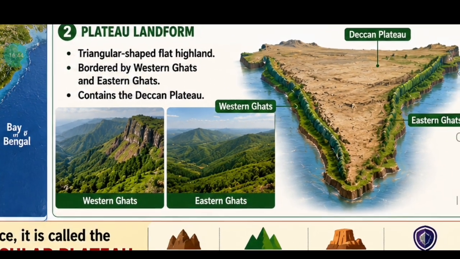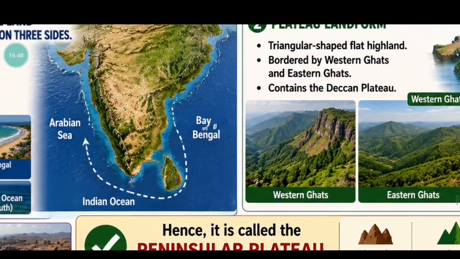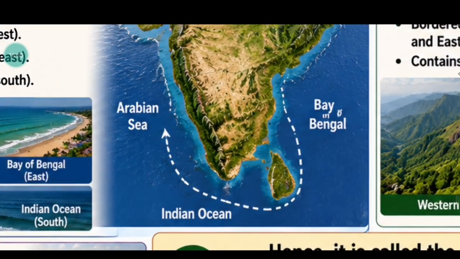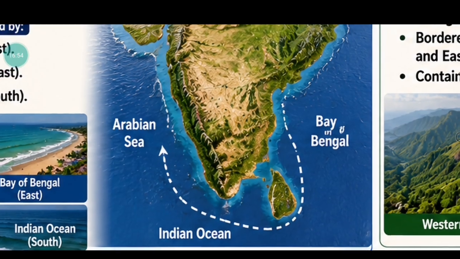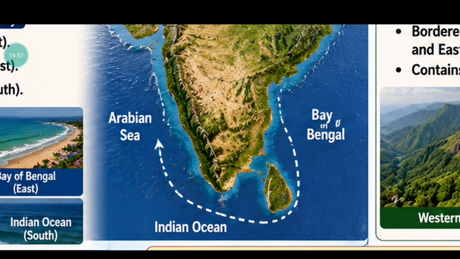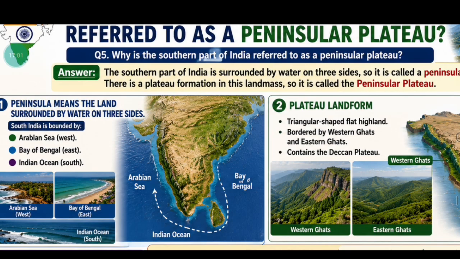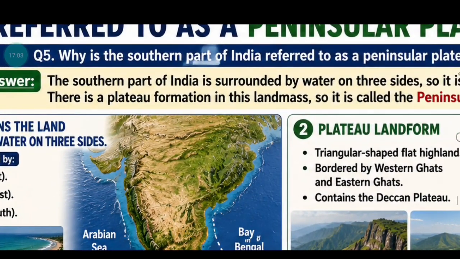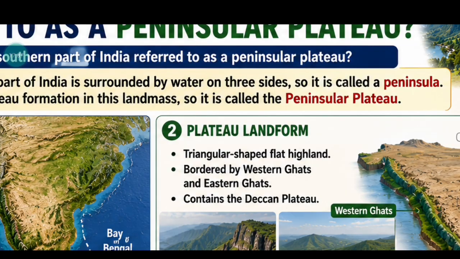Here you can see there is one side Indian Ocean, one side Arabian Sea, and one side Bay of Bengal. So this southern part of India is surrounded by water from 3 sides, right? So that is why it is peninsula. And why plateau? Because there is plateau formation in this landmass. So this is called peninsular plateau.